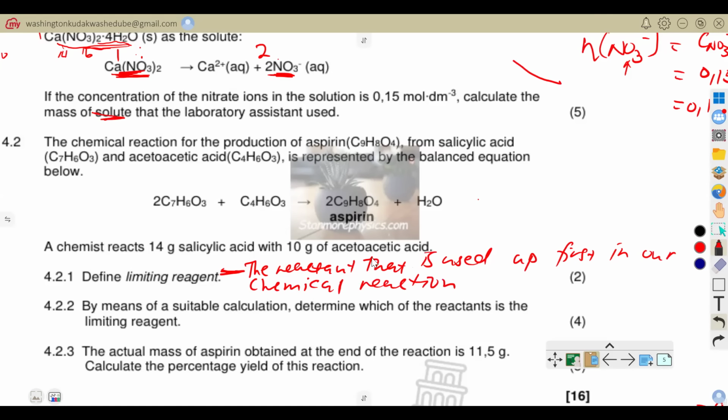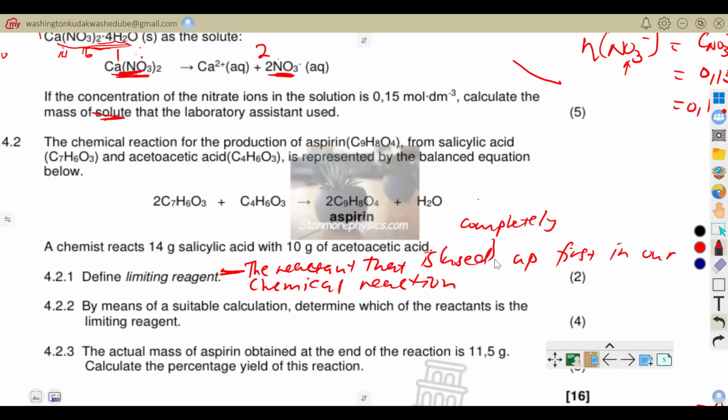So once this reactant is completely used up, then the reaction stops. That's the reason why I would say a limiting reagent is the reactant that is completely used up first in our chemical reaction. And then the excess reactant is the reactant that does not get used up in the reaction, or else would be used up last.